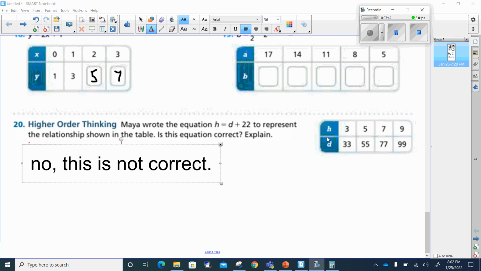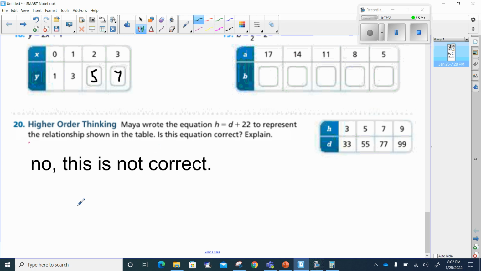What they should have done here is realize that they need to multiply H by 11, because 3 times 11 would be 33, 5 times 11 would be 55, and so on. So the correct formula that they should have made is 11H equals D. You also could have put H is equal to D divided by 11, and either one would work.